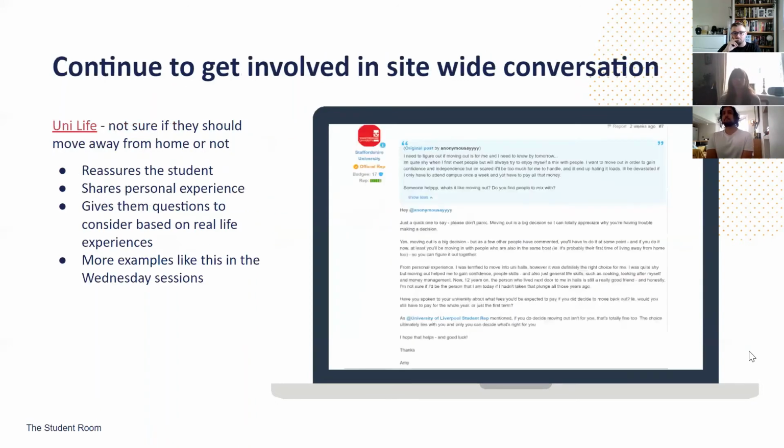Next slide, please. Just a last example for you guys is getting involved in site-wide conversations, but not just on site, all across the internet. In this one in particular, which came from the University Life Forum, users are not sure if they should move away from home or not. What Staffordshire have done really well in this instance is they reassure the student. They share their own personal experience as well. They give them other questions to consider based on real life experiences.